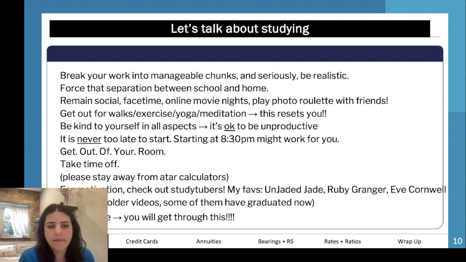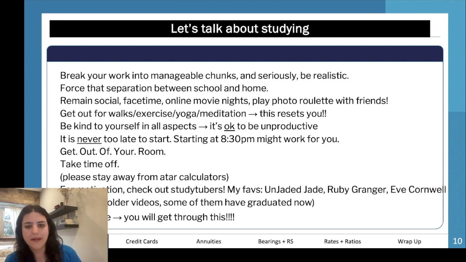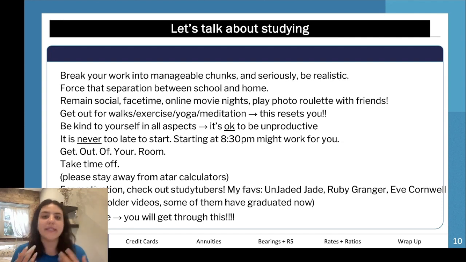Get out for walks, exercise, yoga, meditation. This is so important. It helps reset you. It helps break up the monotony of staring at screens and books and maths equations and whatever it is. So I would just walk my dog, or I live near a park, so I would just walk around the park and sit with the trees and listen to music. Or if I was really stressed, yoga and a little bit of lying down meditation I found would sometimes really help. Try and be kind to yourself in all aspects.